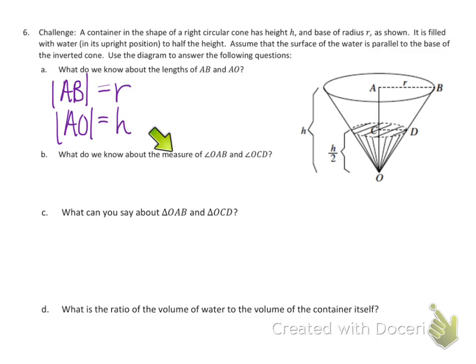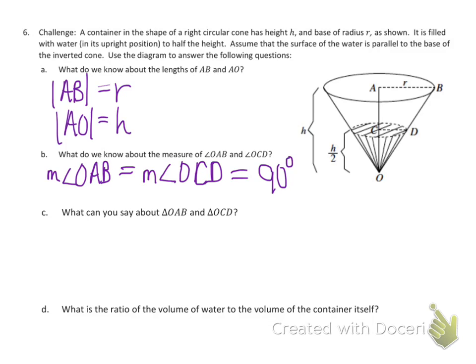So what do we know about the measure of angle OAB and the measure of angle OCD? Okay, well, we know that the measure of angle OAB is equal to the measure of angle OCD, and that they're both equal to 90 degrees. They're both equal to 90 degrees because we know that this is a right circular cone, so we know that this height is perpendicular to the base. And we know that the base and the top of the water are parallel to one another. So both of these angles, because of these parallel lines here, are equal, and they are 90-degree angles.